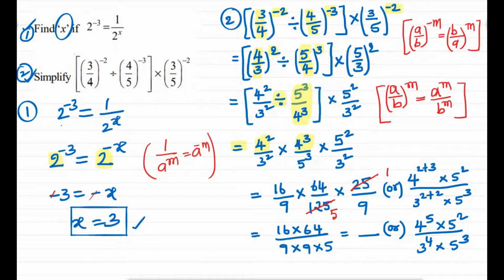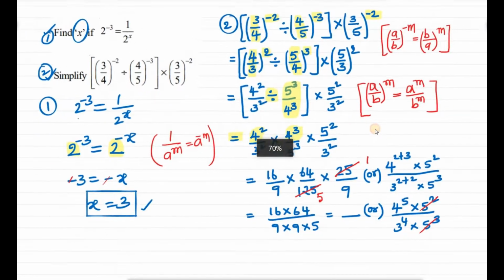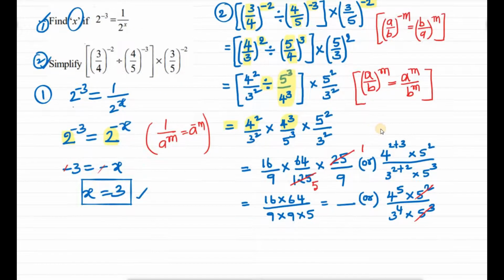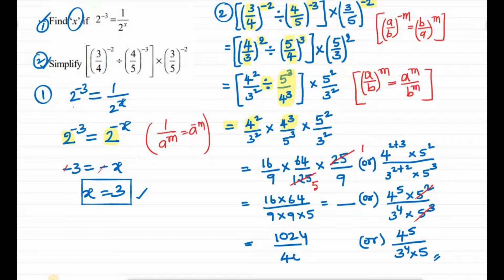So if you try to cancel these two things, what is left over here is 4 to the power of 5 by 3 to the power of 4 into 5 will be left. This is the final answer. And if you solve this way, you will get a fractional value: 1024 divided by 9 into 9 into 5 is equal to 405.